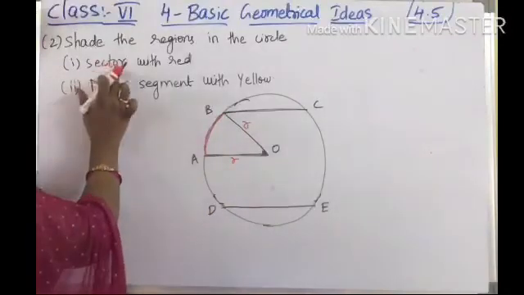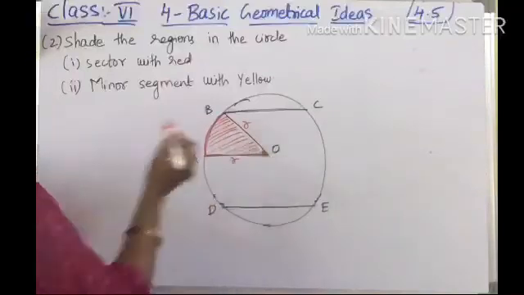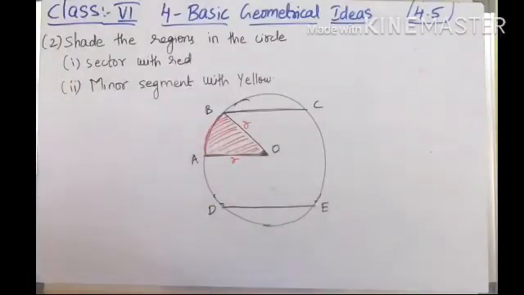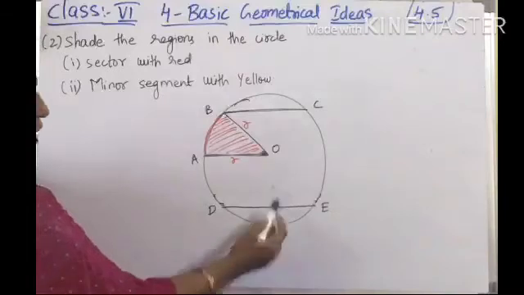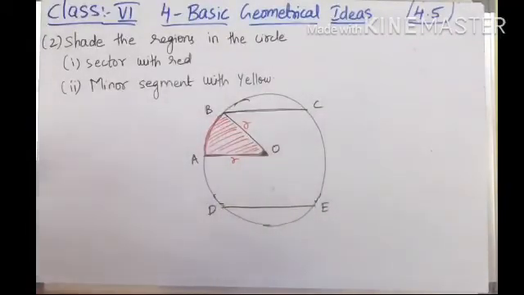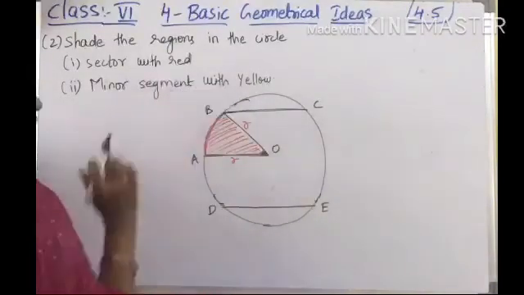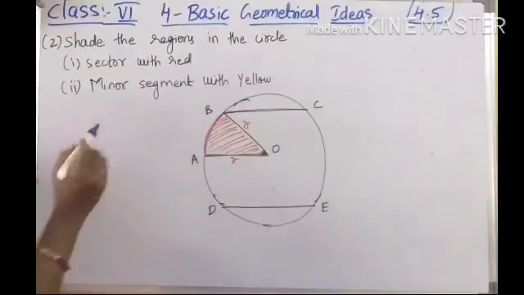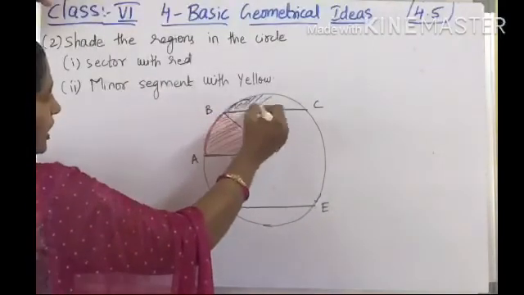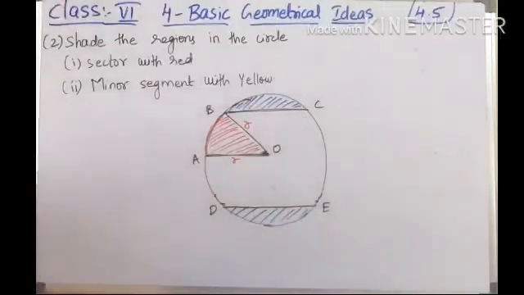They are asking you to shade the sector with red color, so I am shading this sector with red color. This is nothing but the sector, right? Now coming to the segment. They are asking for the minor segment with yellow color. If you see the question in the textbook, these two are given with the same size and shape. These two are minor, and they are asking you to shade the minor segment with yellow color. If I draw with yellow you are unable to see, so I am shading with blue. In your notes you can shade this with yellow. So these two are minor segments.